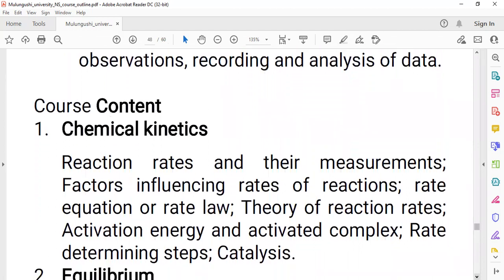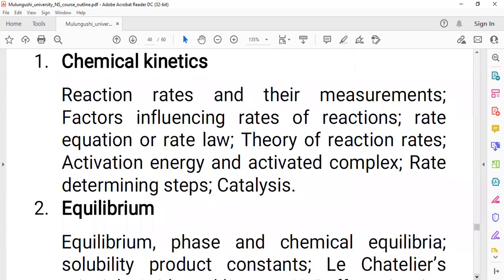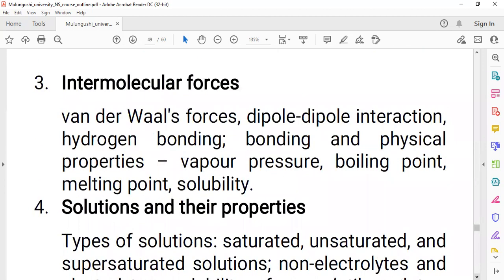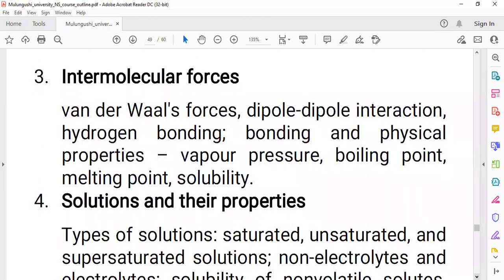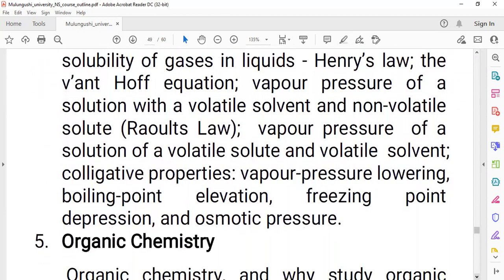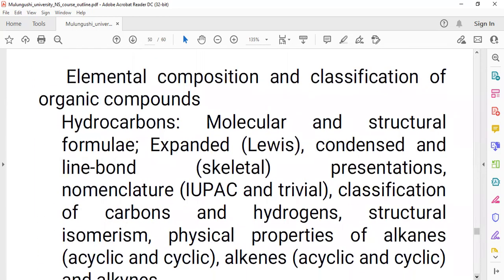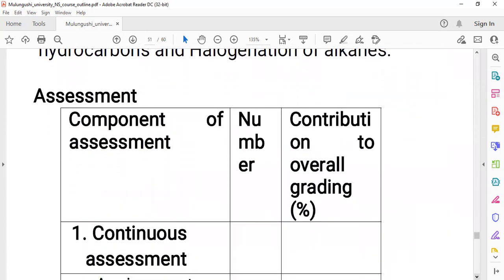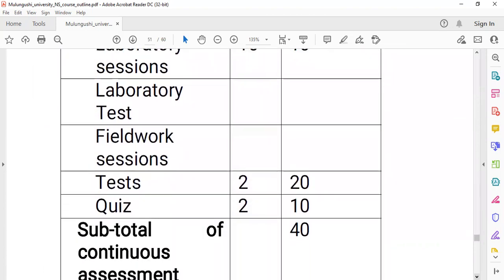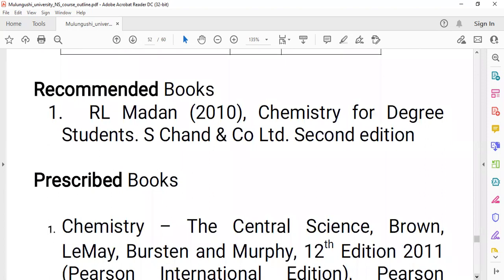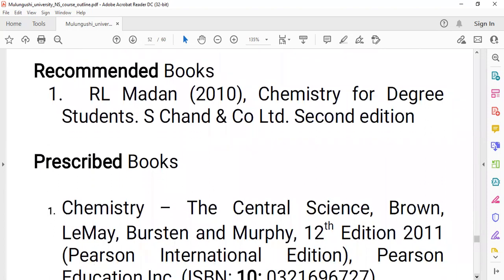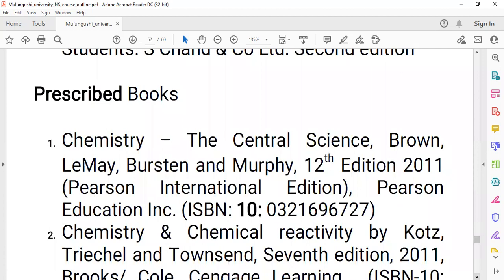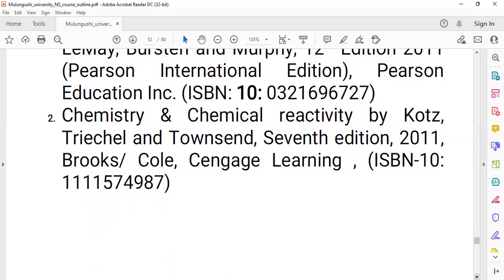We move on to chemical kinetics, so we're talking about rates of reaction, activation energies, catalysis. Then we go to equilibrium, molecular forces, properties of solutions, and organic chemistry. Then the prescribed books: Chemistry for Degree Students and Chemistry: The Central Science. You can comment on the book if you want. I'll do my best to find it; it's not part of my collection.